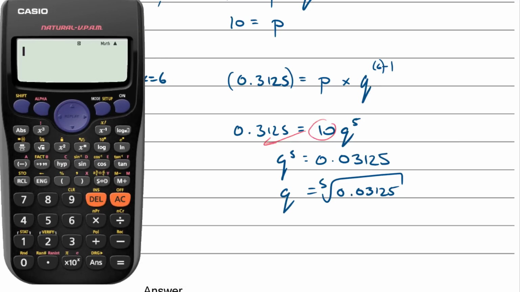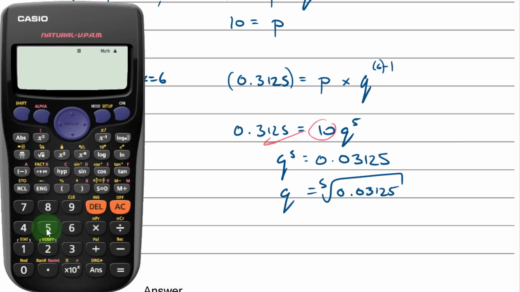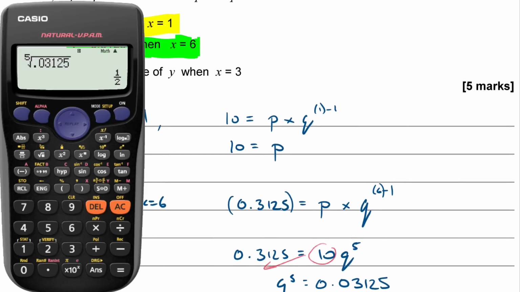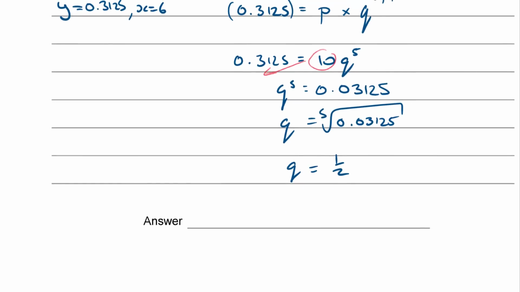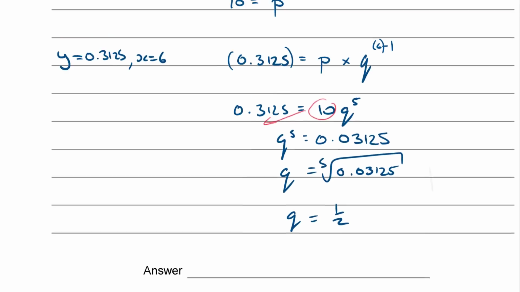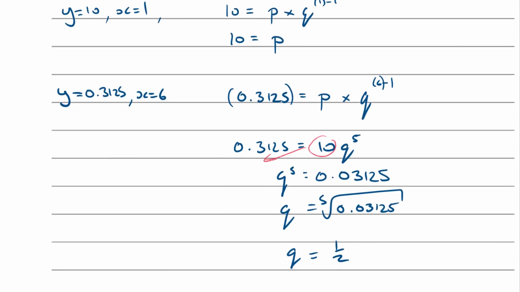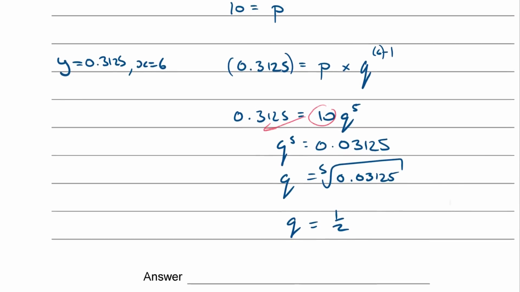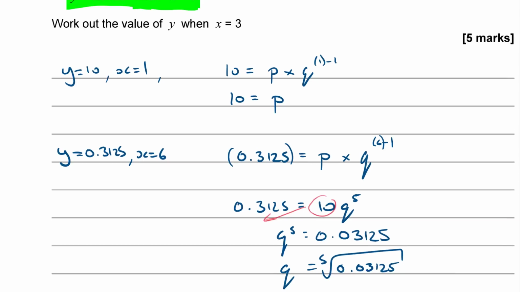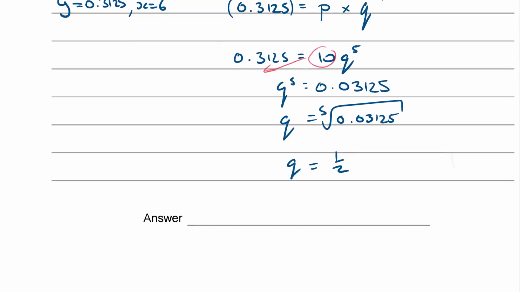So the fifth root, I'm going to use that function, fifth root of 0.03125. That comes out to be a half. So q is equal to a half. What was the question? Work out the value of y when x is 3. Okay, we're not done yet then. So now I know that q is a half and p is 10. I now know the full equation that links y and x together. So, run out of space.